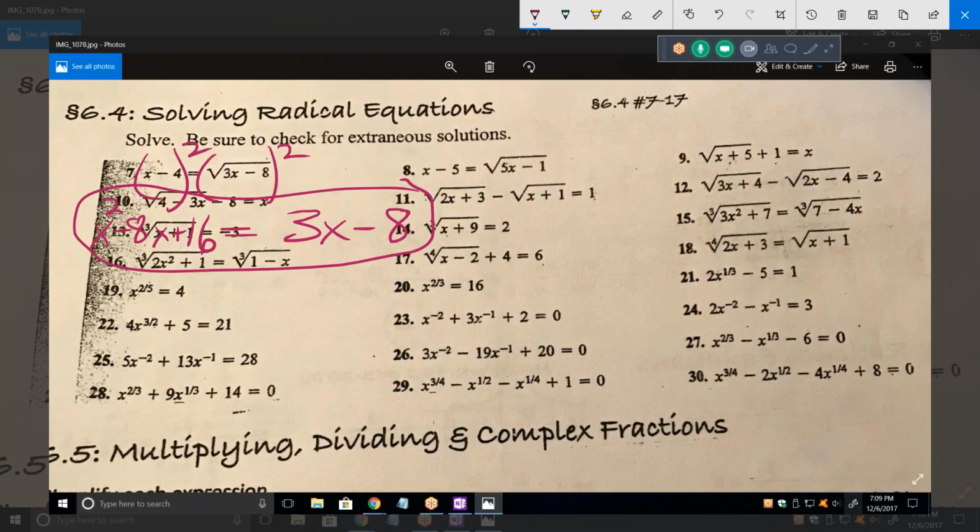You have to bring the 3x minus 8 to the left side. So what do I have on the left now? You'd have x squared minus 11x plus 24, and that's equal to 0, because that's the only thing left on the right side. Now, can you factor that? Try. So add 11, multiplied by 24.